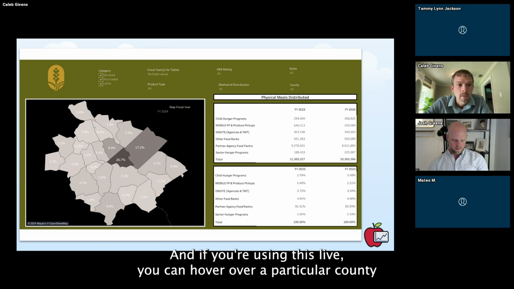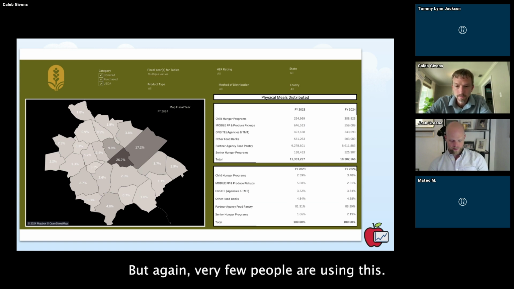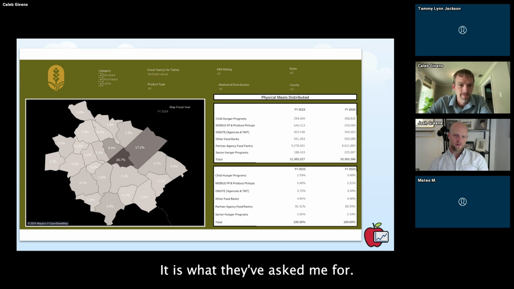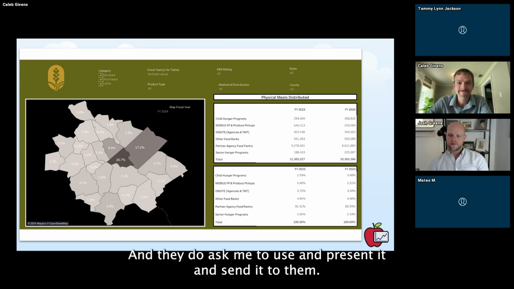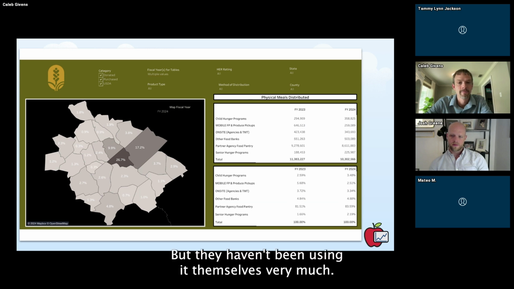And if you're using this live, you can hover over a particular county and see a lot more detail of what's on there. But again, very few people are using this. It is what they've asked me for, and they do ask me to use and present it and send it to them, but they haven't been using it themselves very much.